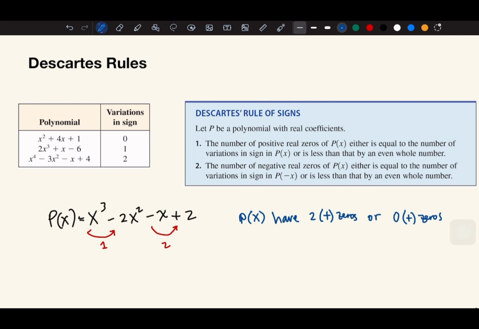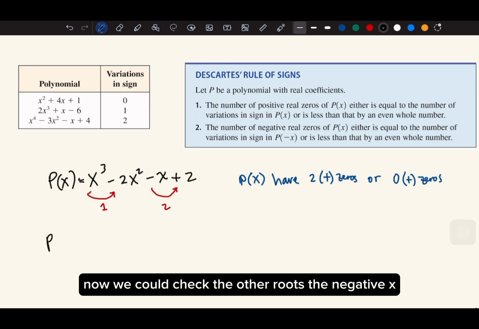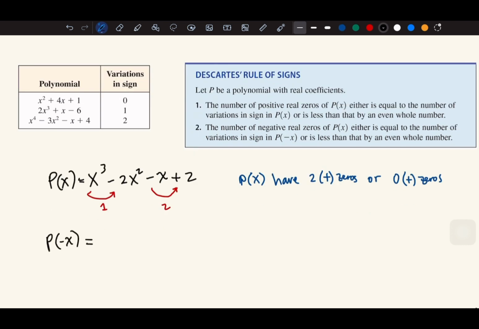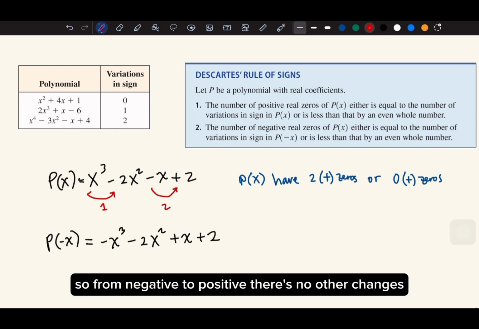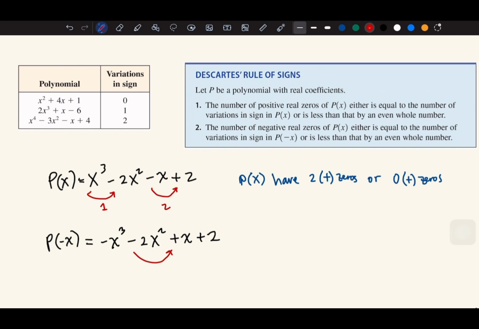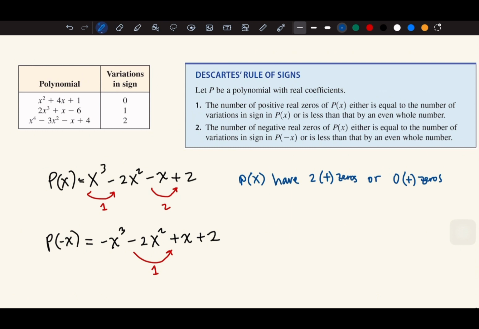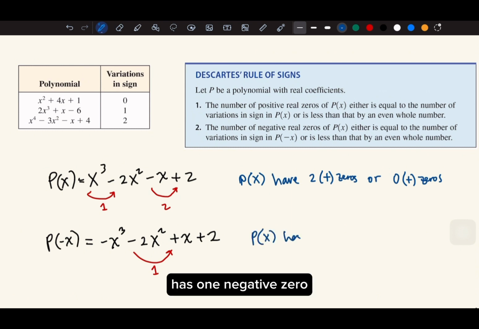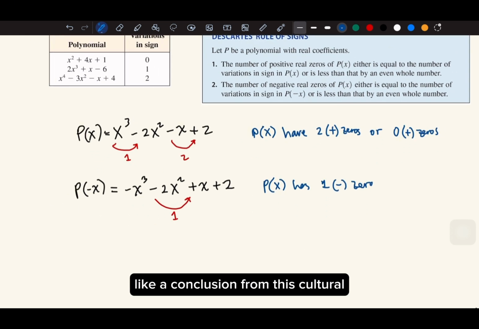Now we can check the other roots, the negative ones, using p(-x). We see that there is only 1 change, right? From negative to positive, there are no other changes. So this is 1. So for sure p(x) has 1 negative zero.